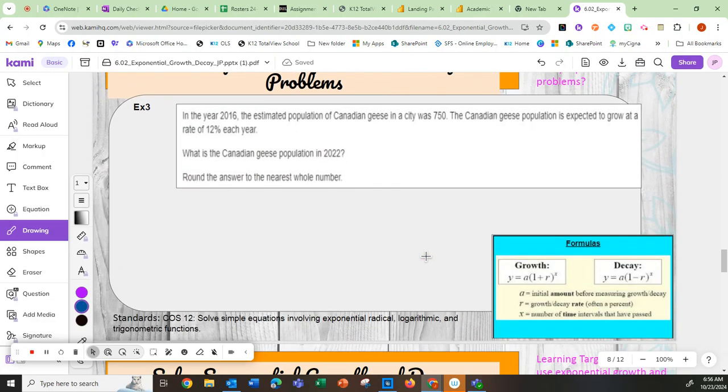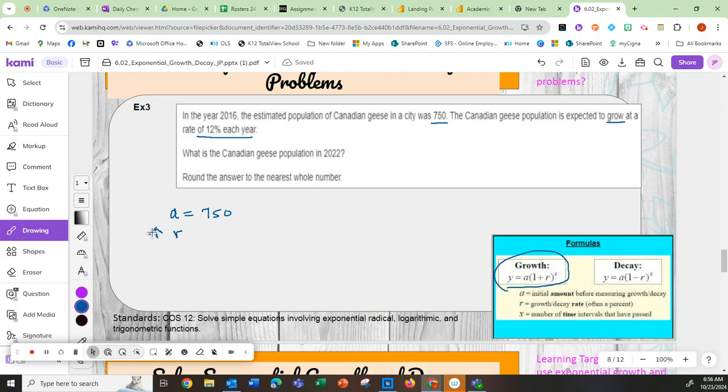Example 3 says in the year 2016, the estimated population of Canadian geese in a city was 750. So that's going to be our initial amount. I'm pretty sure the Canadian geese population is expected to grow. That means we're going to use the growth formula at a rate of 12%. So let's write down what we know so far. A is the beginning amount of the geese population, 750.